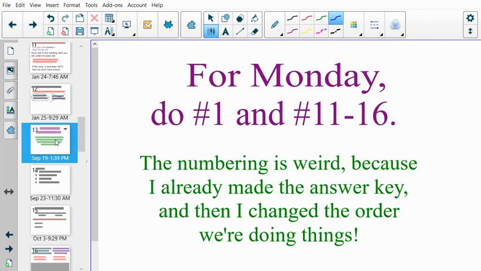I'm just letting you know that the numbering is weird because when I was planning this chapter out, I had this great big packet. And I decided instead of having a great big packet, we would break it up into 4 chunks. And when I split things up, I changed the order and it ended up being a little bit out of order. So when you look at the answer key, you'll have to bounce around to find the answers. But the assignment this weekend is just a single page, one side this time. Do problems number 1 and 11 through 16. And we'll look at some more patterns and talk more about conditional statements on Monday.